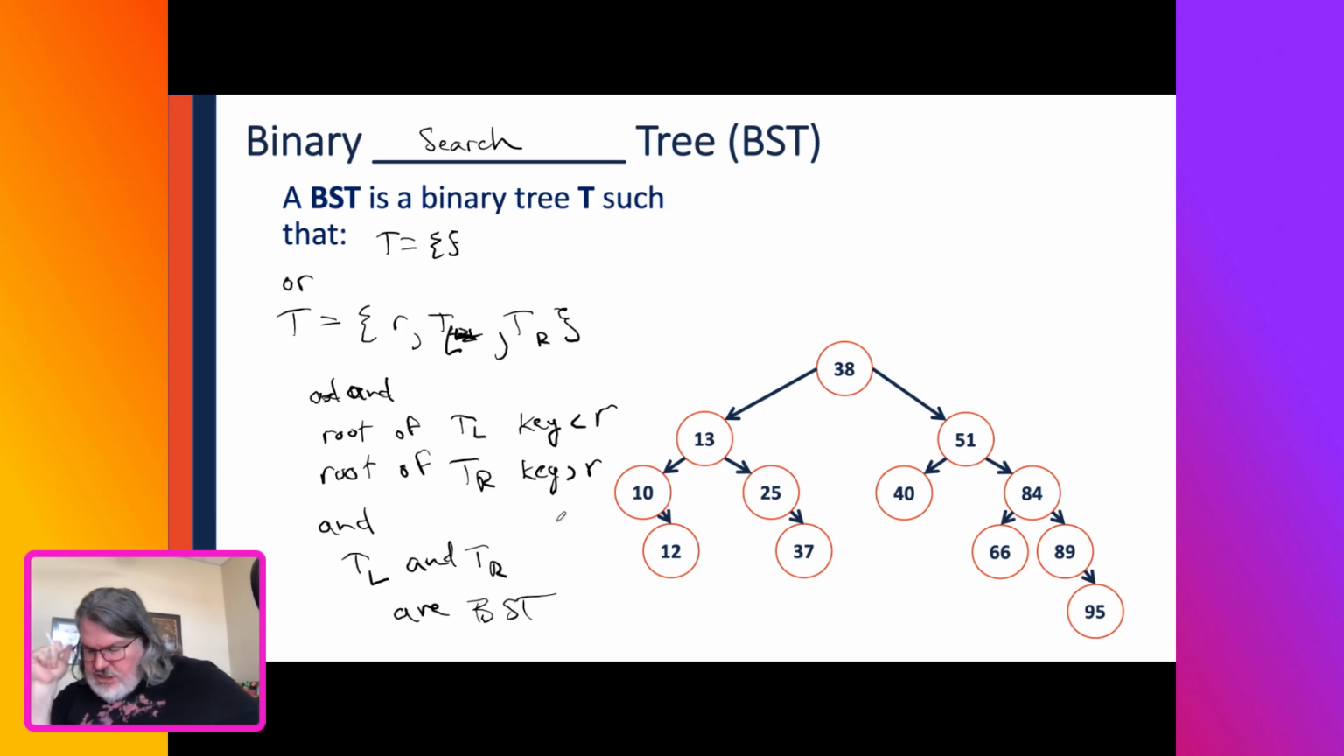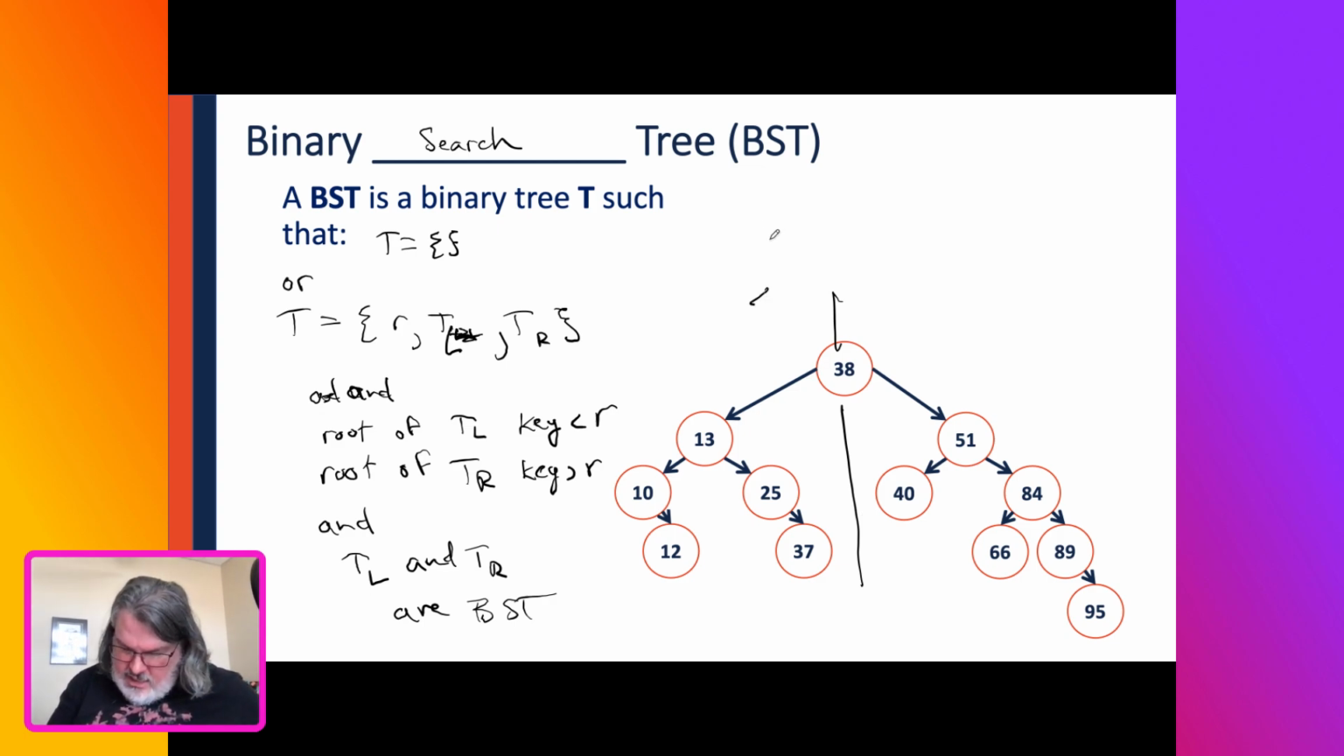So, binary search tree. Is this a binary search tree? If I look at it, it looks like it is, right? 38 is the root. Everything to the left of 38 is less than. Everything to the right of 38 is greater than.